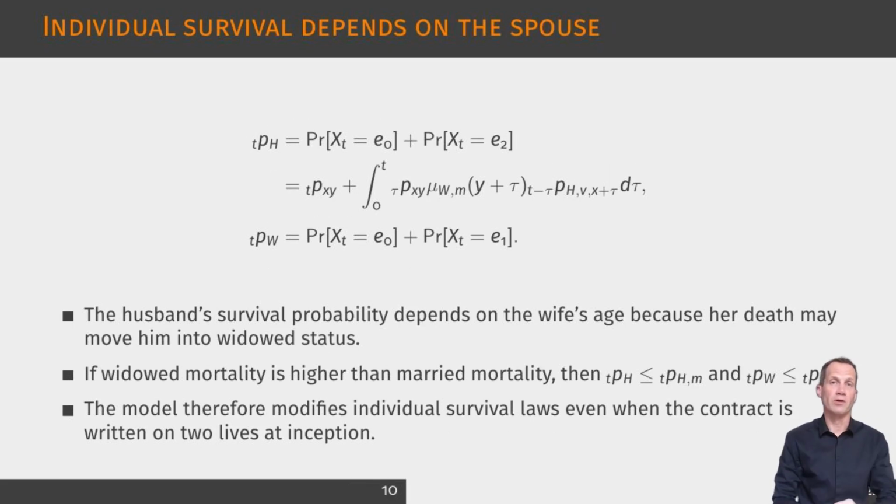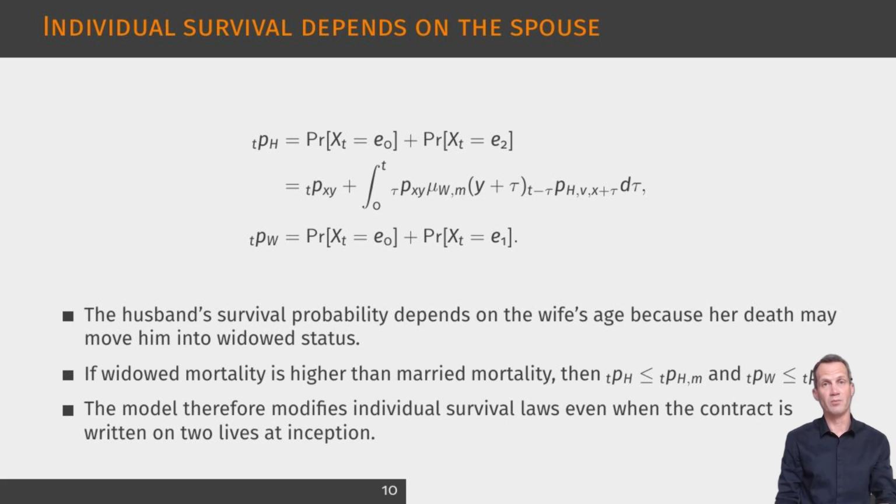The slide focuses on the survival probability of each spouse considered separately. At first sight, one might expect the husband's survival probability to depend only on his age and on the male mortality table. In this model, that intuition is incomplete. At policy inception, the husband is alive and married. If his wife dies before time t, he continues as a widower, and his future mortality may change.